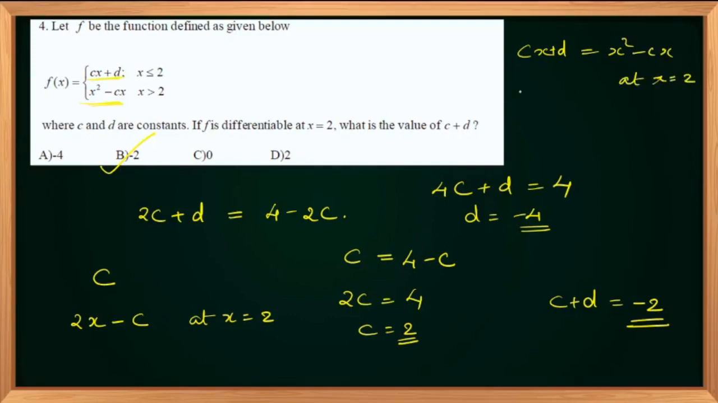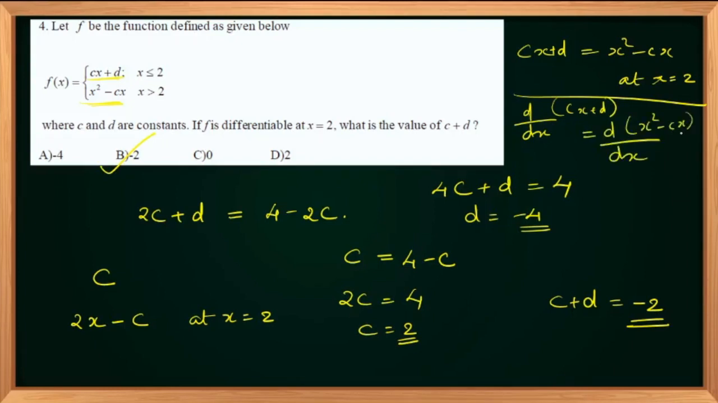Also, its derivative must be the same. So d by dx of cx plus d must be equal to d by dx of x square minus cx at x equal to 2. Apply these two conditions, you will get the answer as B. Okay, I hope that is enough. Any doubts in today's class? Everything is clear?